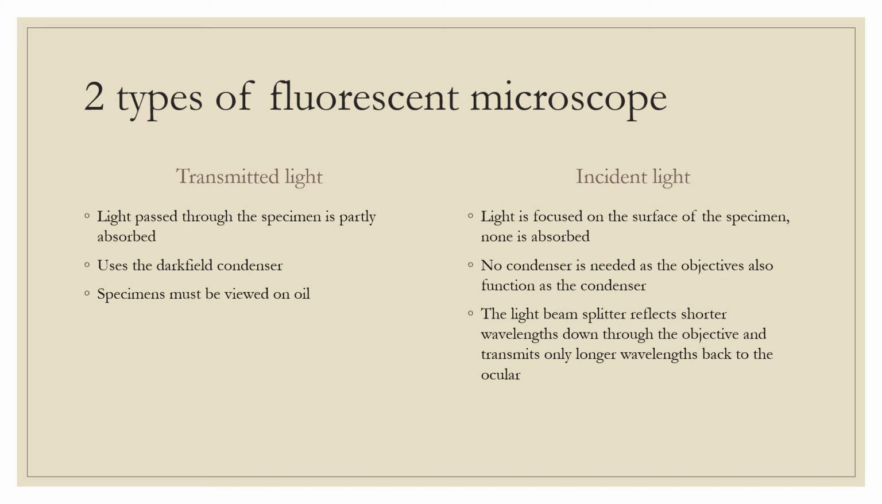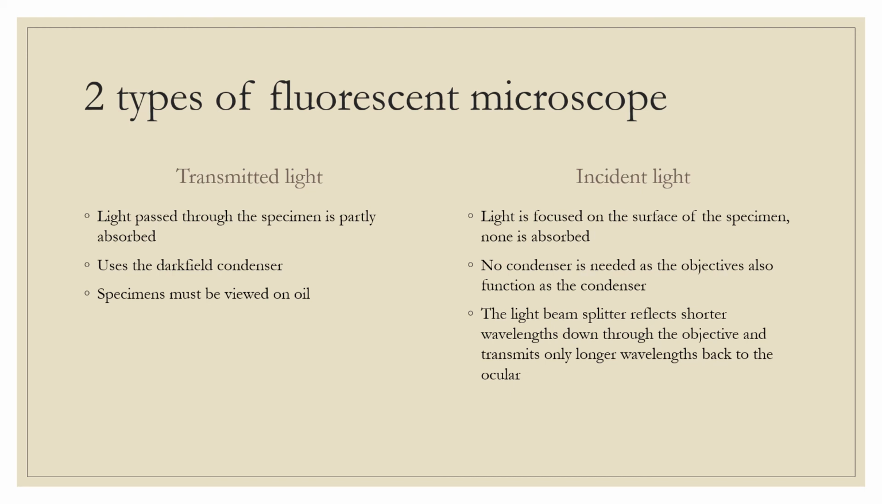In incident light, we have light that is focused on the surface of the specimen. None is actually absorbed. There's no condenser needed, as the objectives also function as the condenser. The light beam splitter reflects shorter wavelengths down through the objective and transmits only longer wavelengths back to the ocular. In our laboratory, we do use an incident light fluorescent microscope.